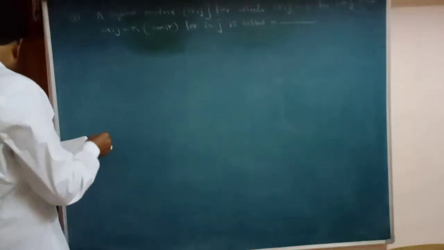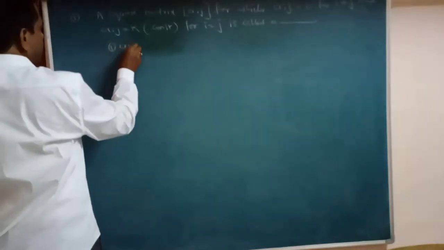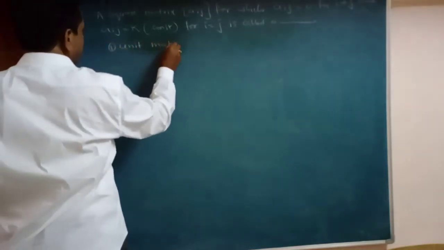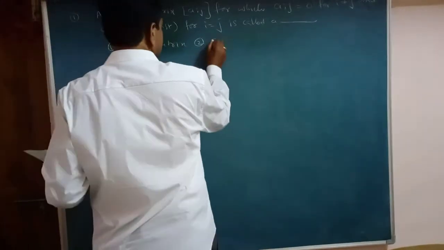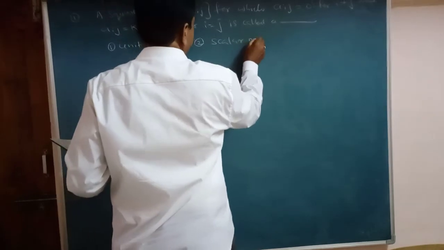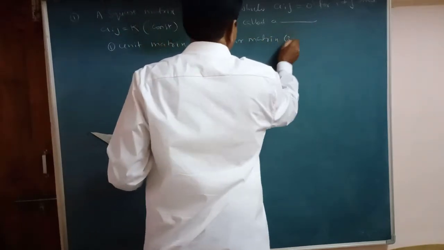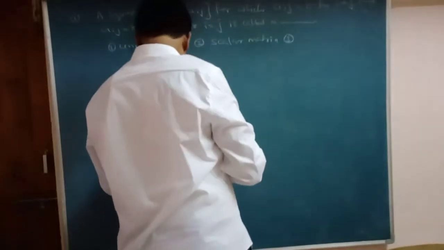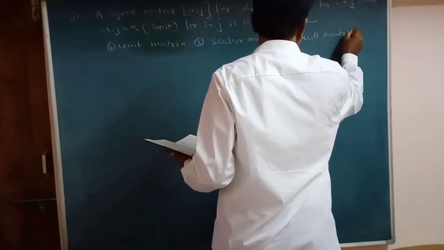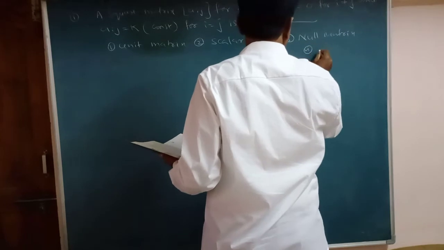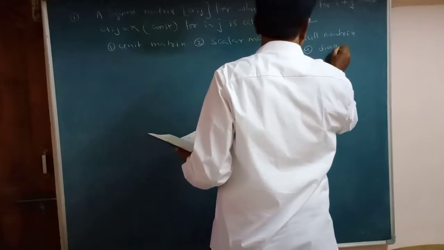Here the options given: first, unit matrix. Second one, scalar matrix. Third one, null matrix. And fourth one, diagonal matrix.